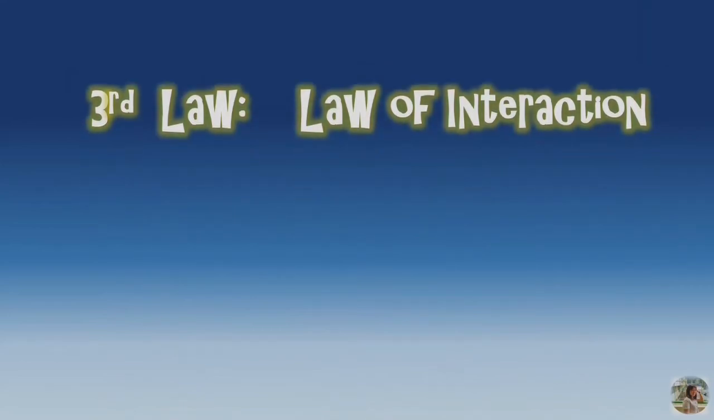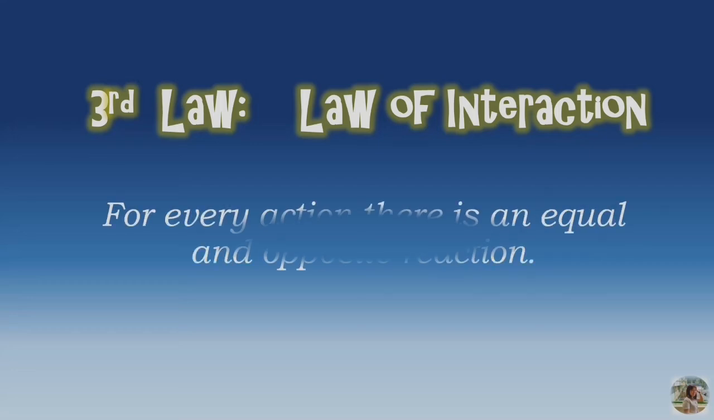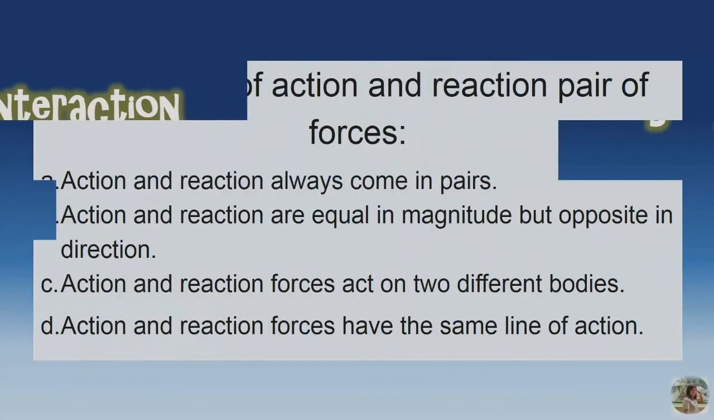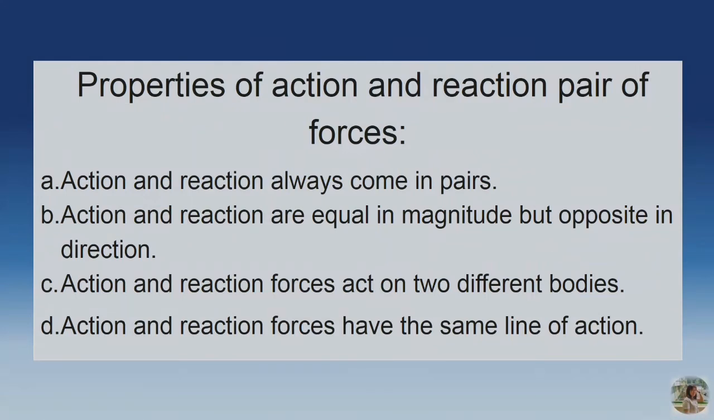And the next law, which is the third law of motion, is called the law of interaction. It states that for every action, there is an equal and opposite reaction. This law is explained according to its properties. Number 1, action and reaction always come in pairs. Next, action and reaction are equal in magnitude but opposite in direction. The third one, action and reaction forces act on two different bodies. And lastly, action and reaction forces have the same line of action.